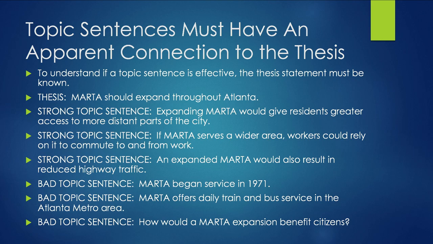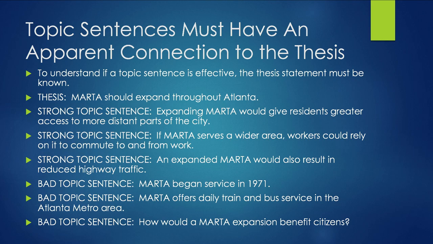Same thing with topic sentence 2. If MARTA serves a wider area, workers could rely on it to commute to and from work. That again is another explanation of why. Essentially, a topic sentence will be a component that answers a why question that stems from the thesis statement, MARTA should expand throughout Atlanta. Well, why? One reason becomes the topic sentence for the first paragraph. Another will become the topic sentence for the next paragraph, and so on.